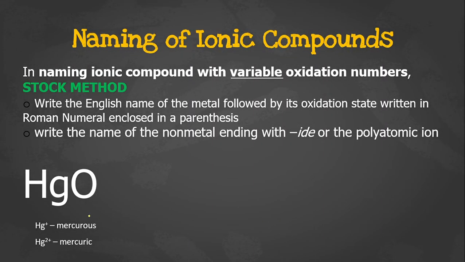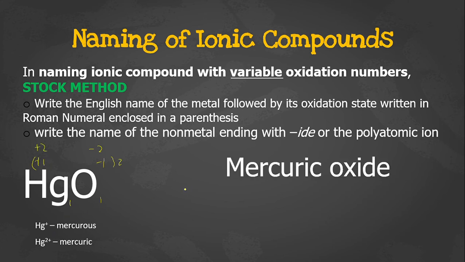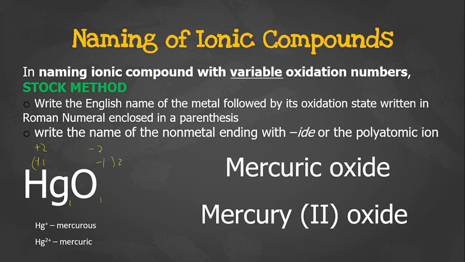Okay, next. How about this one? Earlier, that was 1. When you crisscross, it becomes negative 1, positive 1. But that is not allowed. So, we multiply them by 2. So it becomes negative 2, positive 2. So, therefore, this is mercuric oxide. In the stock method, we write its English name. Mercuric is mercury. But because it is mercuric, its charge is 2. So you write the Roman numeral 2 beside the English name mercury, followed by oxide. So, it's mercury 2 oxide.